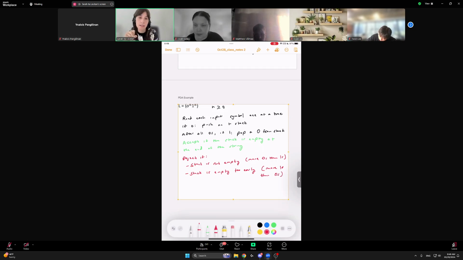And then another reason to reject is there's also another constraint, not just that it has an equal number of zeros and ones, but that the order is 0 to the n, 1 to the n. So if we ever have an incorrect order, if we ever read a 0 after a 1, then that's another reason to reject. So that would be incorrect order.